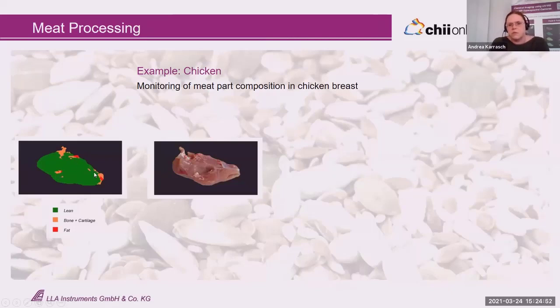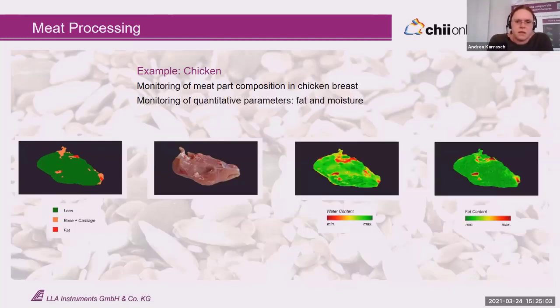This is necessary for the meat processing industry, for processing meat to minced meat. And what you can also do is a quantitative analysis approach, where you can plot the water content. This also has an important background in food fraud. And you can also evaluate the fat content.